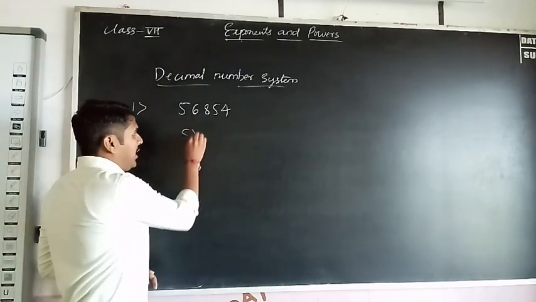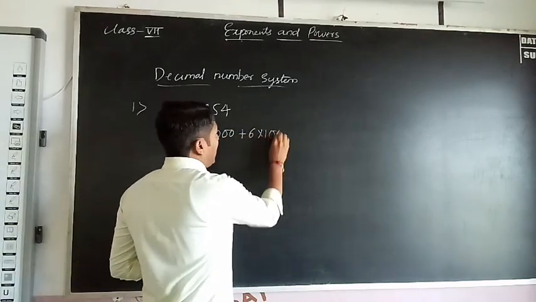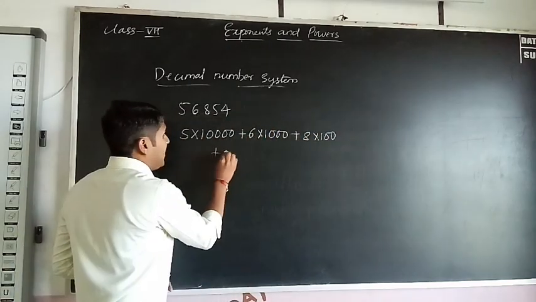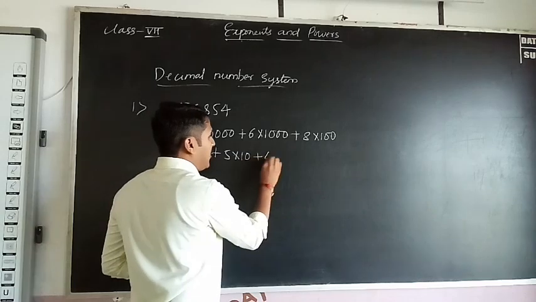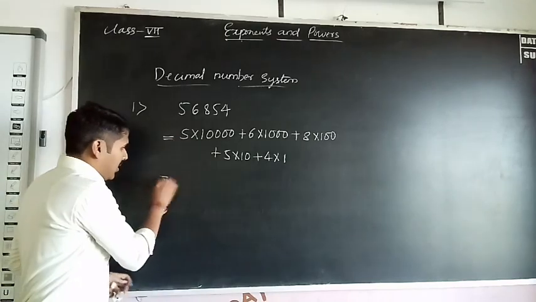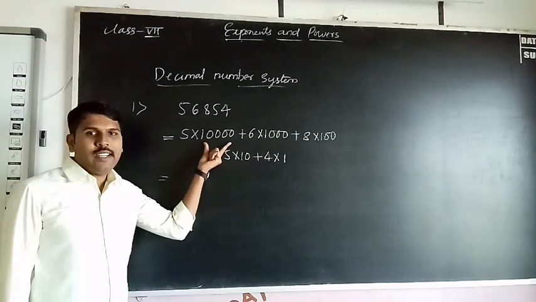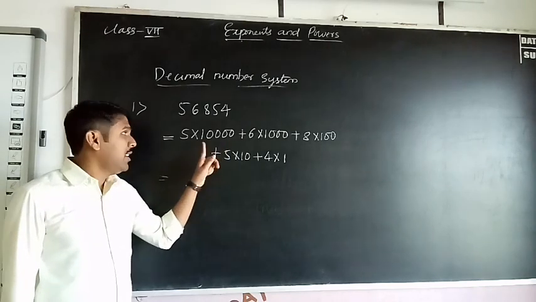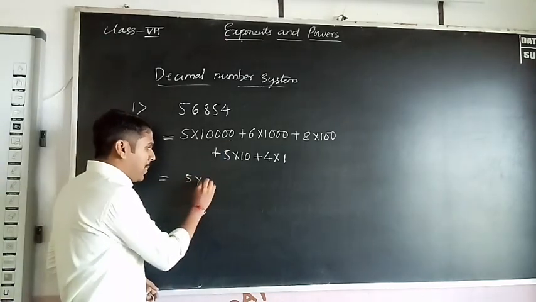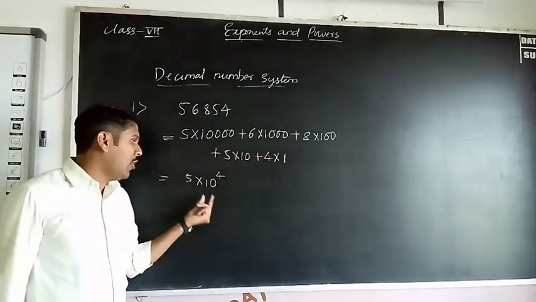First, 5 into 10,000 plus 6 into 1,000 plus 8 into 100 plus 5 into 10 plus 4 into 1. Okay, so this is the expansion. By using powers or exponents, how to write this? Here 10,000 is there. How to write 10,000 in exponents? Total how many zeros? 4 zeros. That means 5 into 10 raised to 4. Whatever the number of zeros, that will be the power for base 10.